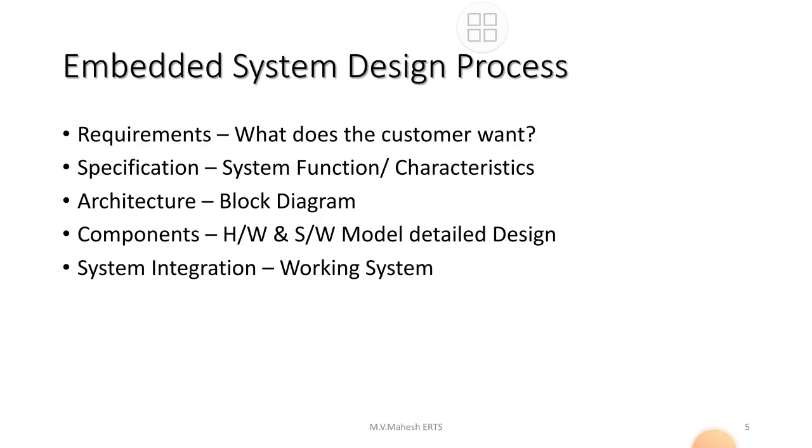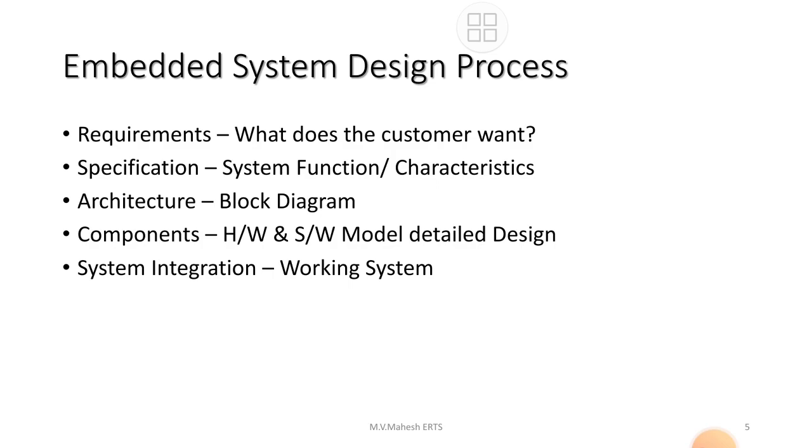So here we are going to see requirement. Requirement is nothing but what a customer needs. It is a generic word. And specification is nothing but the technical aspects of the system, or we may even name it as system function or characteristics. Then architecture, so we need to draw or design our architecture depending upon the requirement and specification.